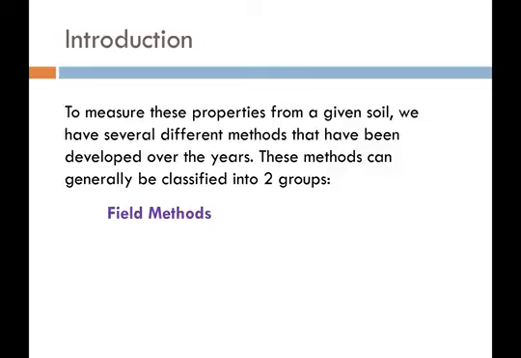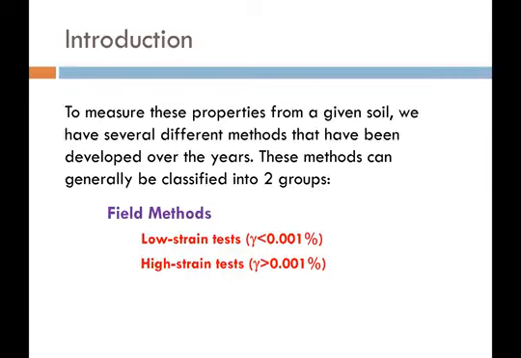There are field methods. These are in-situ methods where we take equipment out to the field and we try to measure the dynamic properties of the soil as it is in the ground. And these could be subdivided into different classes. We have low strain tests where we're inducing shear strains in the soil that are less than 0.001%, so really small strains. Or we can induce high strain tests, which are strains that are larger than that percentage.